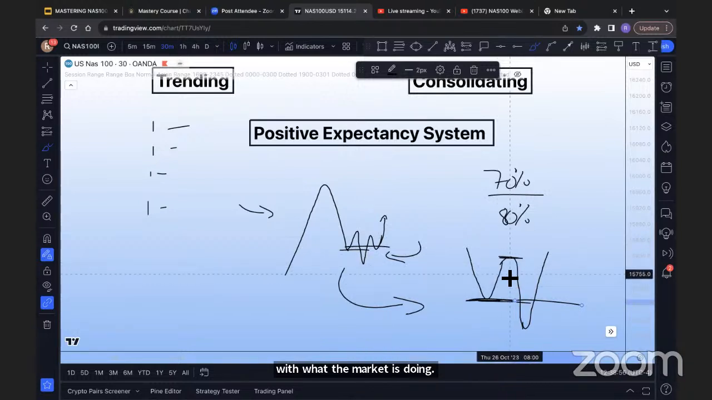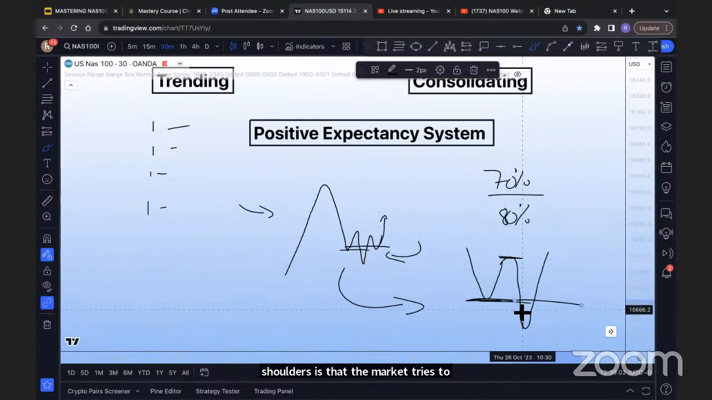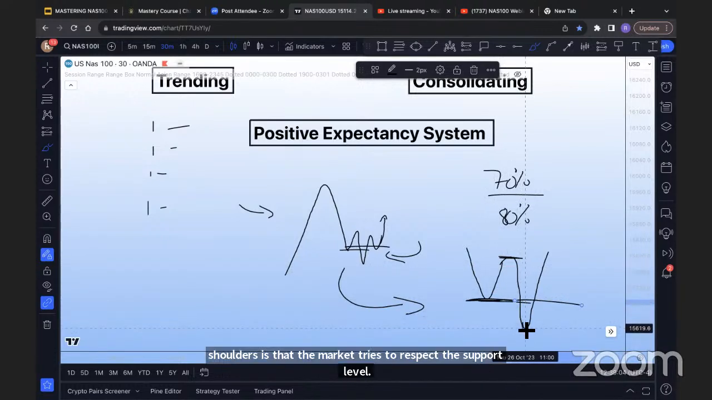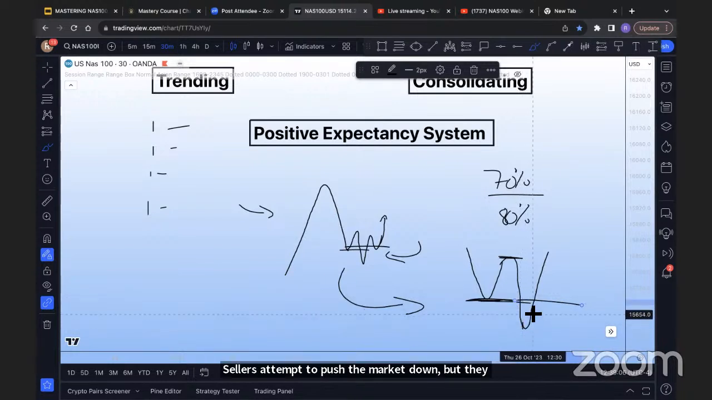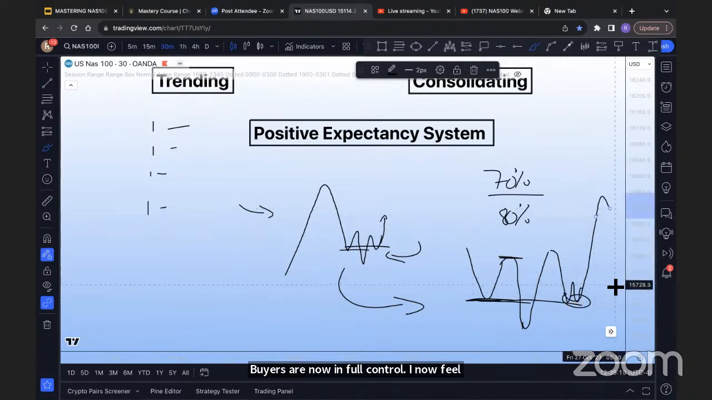And so the psychology of the inverse head and shoulders is that the market tries to respect a support level. The sellers attempt to push the market down, but they don't have enough volume. Buying volume steps in and takes control. And then you ultimately have buyers holding that zone again, showing that sellers can't break. Buyers are now in full control. I now feel comfortable taking that trade to the upside.